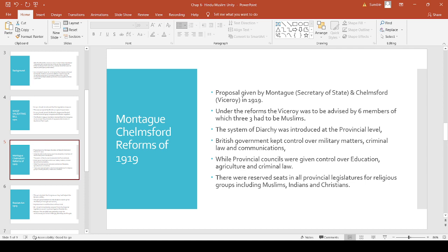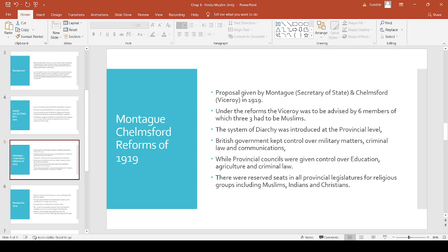Under the reforms, the British were to retain control over military matters, currency, communications, and criminal law, while the provincial councils were given control over Indian education, agriculture, health, local self-government, and public works. And there were also reserved seats in all provincial legislatures for religious groups, including Muslims, Indians, and Christians.